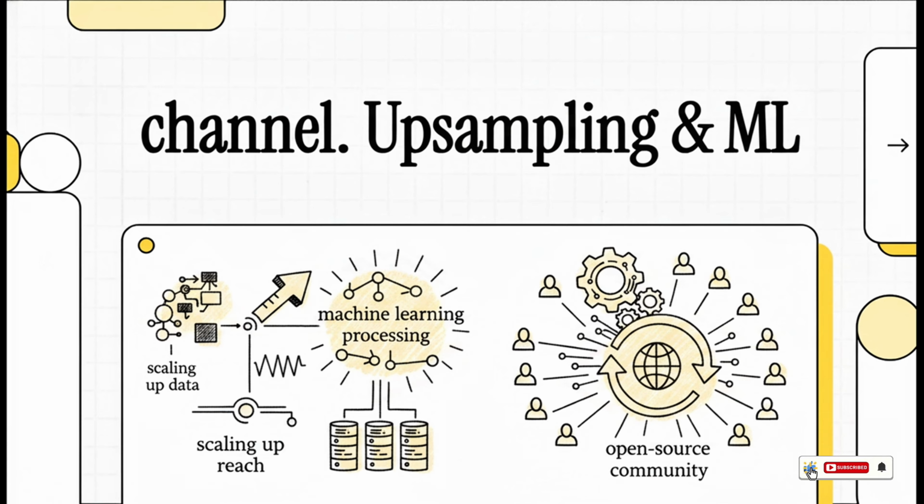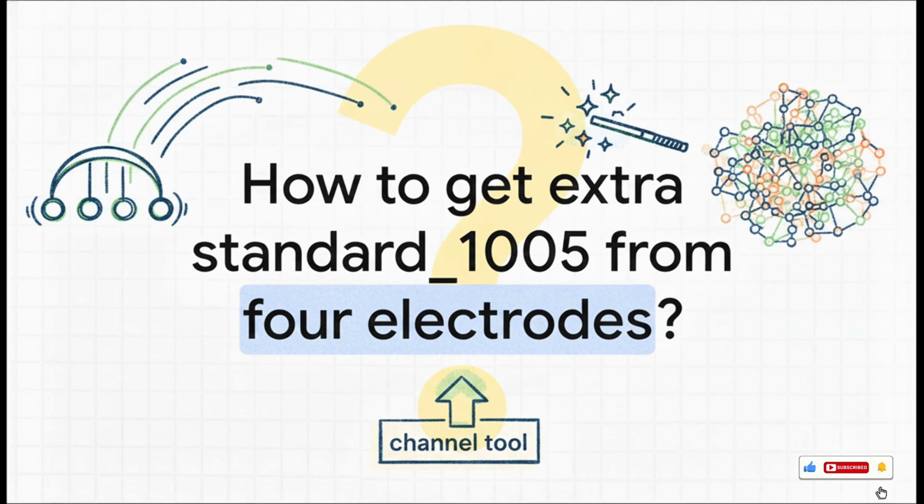We'll be focusing on some very specific, highly powerful technical capabilities and the massive open source community that's driving this whole thing forward. So right off the bat, we're hit with a major technical hurdle. How do you go from just 4 electrodes to extra standard 105 positions? I mean, it almost sounds a bit like magic, right? But when you're dealing with headband hardware and EEG data collection, this is a very real challenge.